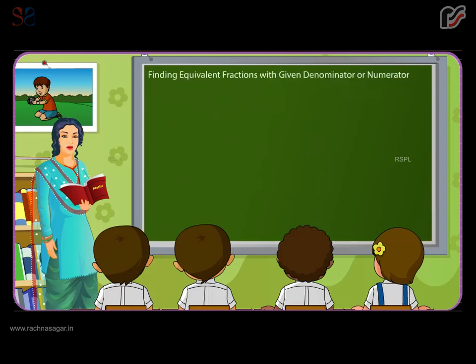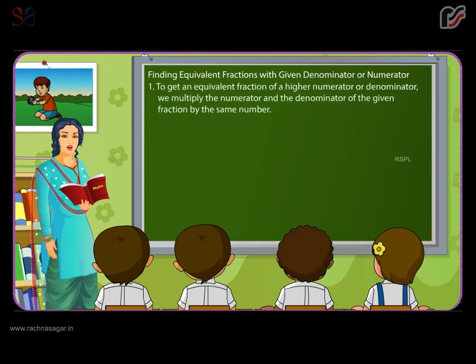Finding equivalent fractions with given denominator or numerator. 1. To get an equivalent fraction of a higher numerator or denominator, we multiply the numerator and the denominator of the given fraction by the same number. Here, we need to find the equivalent fraction of 3/5.